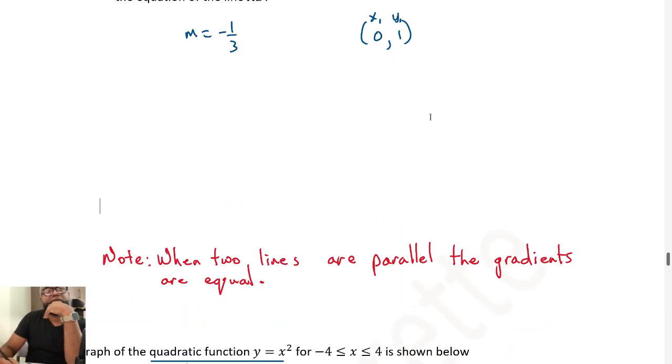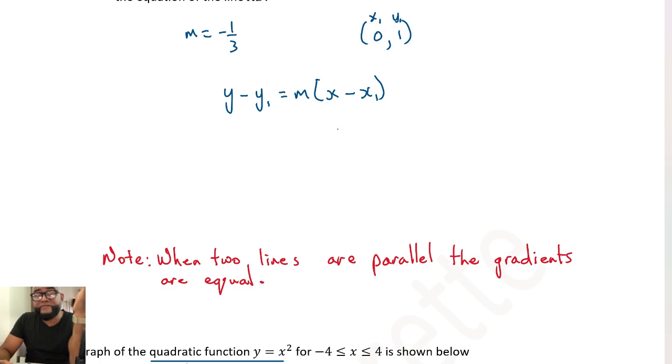Scroll back down. I'm going to write out my formula. Y minus Y1 is equal to, we good there? What's the form for the equation of a line? Y is equal to mx plus c. That is the form. And the formula to find the equation is Y minus Y1 equals M open brackets X minus X1.